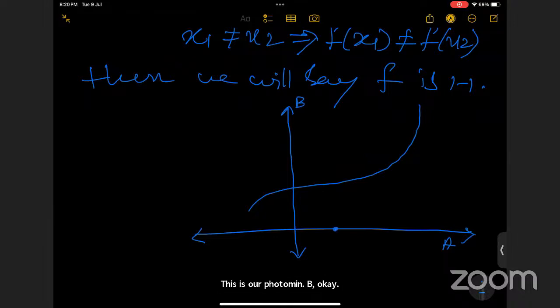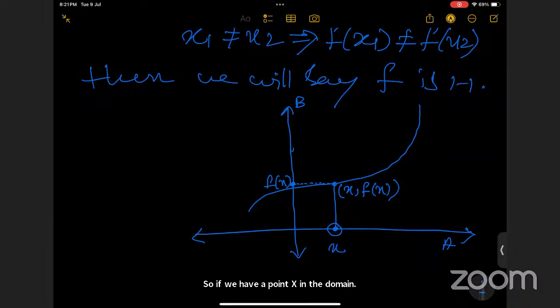Now, if we have some point X here, then the image of F is this one, which is really F of X. And this graph is basically X comma F of X. So if we have a point X in the domain, then this is the image for X.